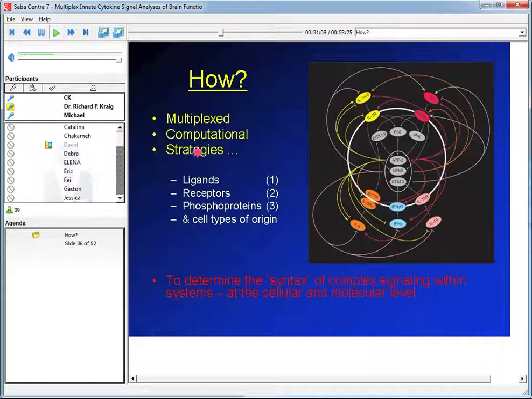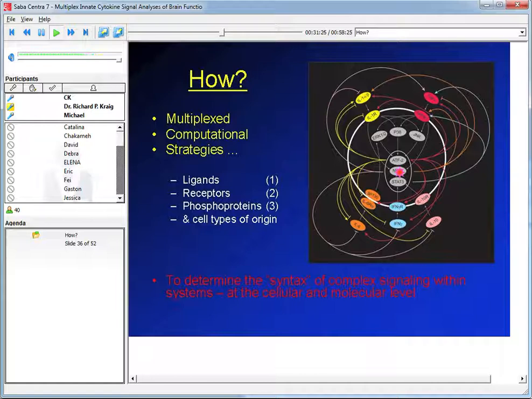Our strategy for acquiring the data is going to acquire it in 3 to 4 sets of data. That is, we're going to first look at ligands, we're going to look at receptors, we're going to look at downstream phosphoproteins that include cytosolic kinases and selected transcription factors.